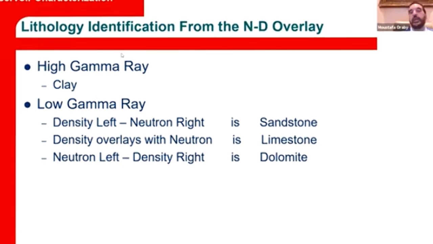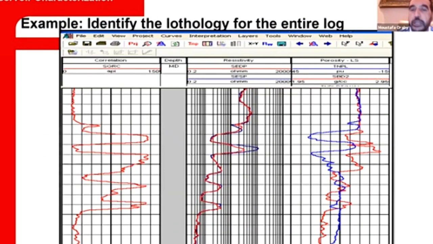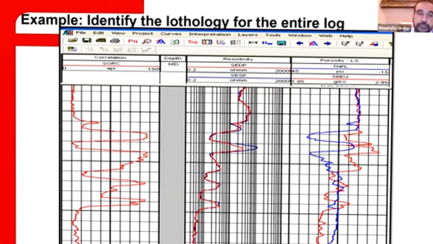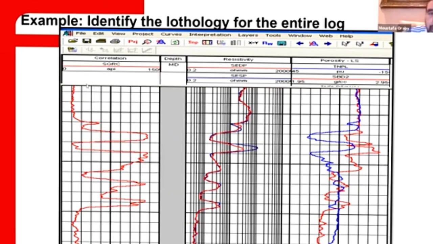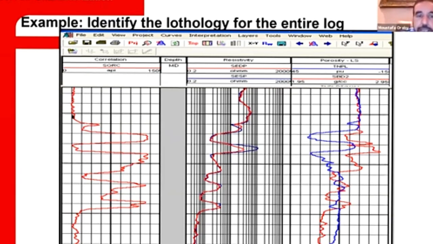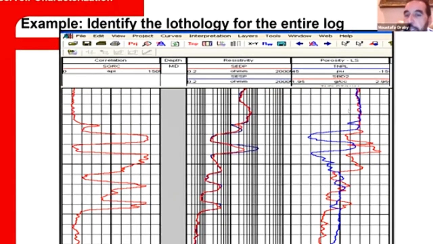Okay. Right. Now, here is a very interesting example that we need to follow and identify lithology by our bare eyes. First of all, my gamma ray here is in red. Here is my gamma ray, and here is my neutron density. It says identify the lithology for the entire log. Now look at this log and how the neutron density are going back and forth. Now use what we learned to identify the lithology in this log, so you can identify lithology by your bare eyes.